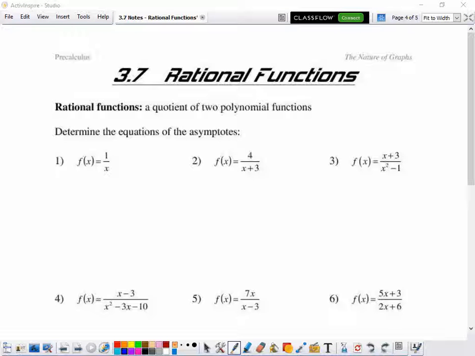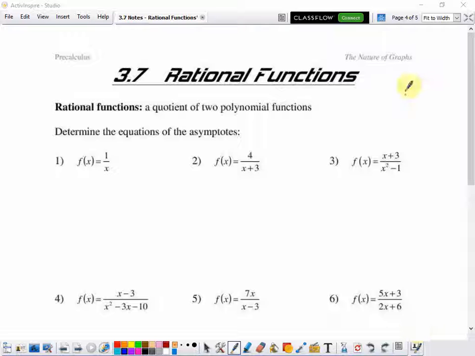Hey everybody, today we're going to talk about rational functions and specifically equations of asymptotes found in rational functions. And you might have a couple questions. First of all, what is a rational function? A rational function is any function where f of x equals a ratio or a fraction. That is a rational function.